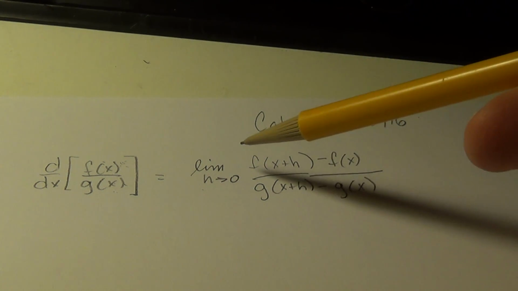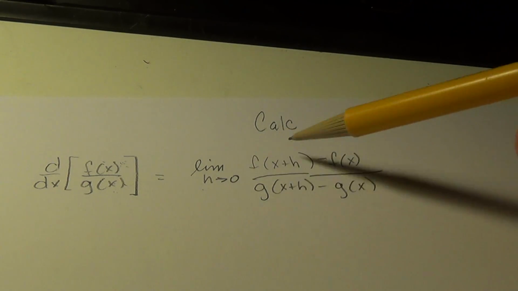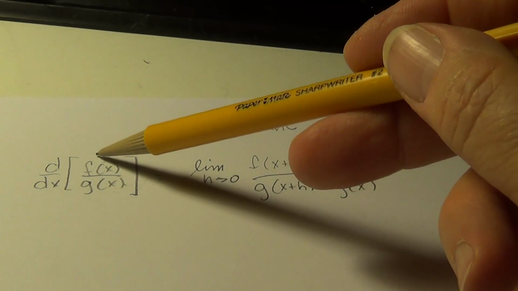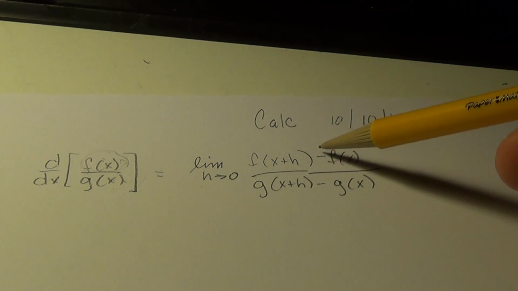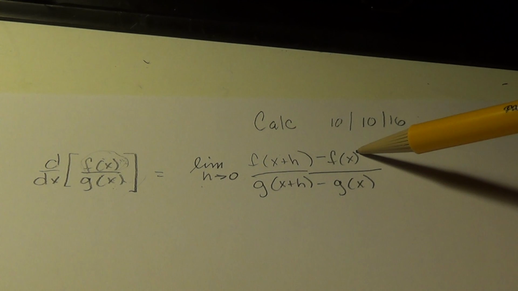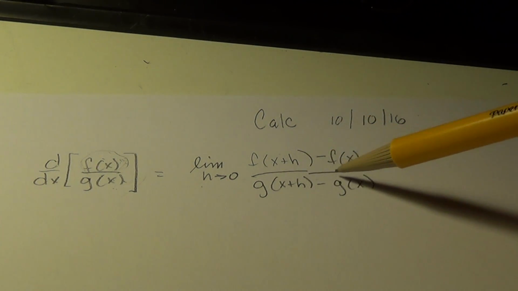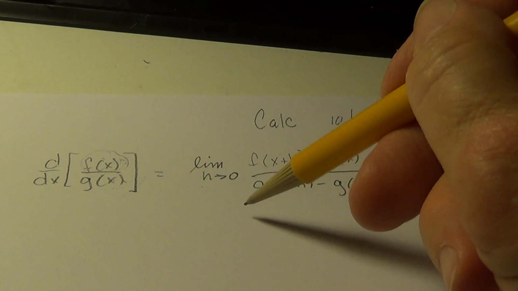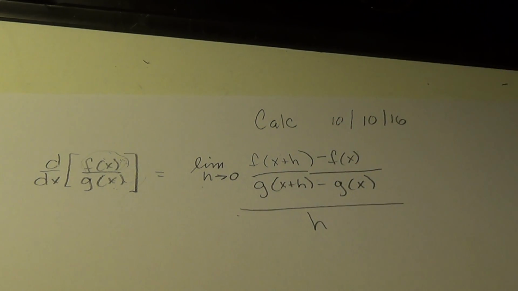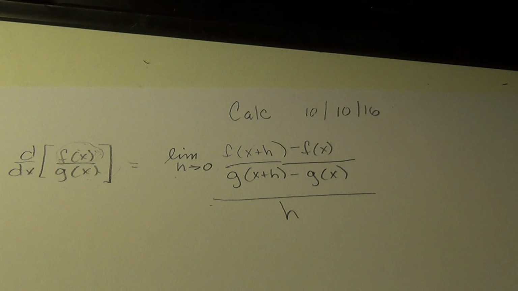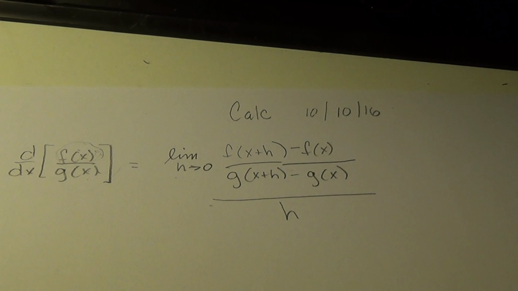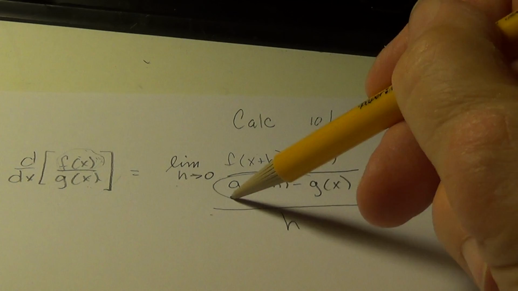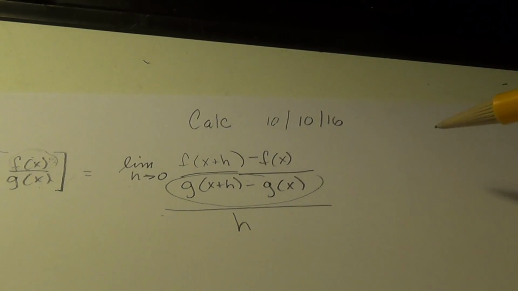So I'm setting up the limit definition of this expression. The limit definition of the derivative of f of x over g of x is f of x plus h over g of x plus h, minus f of x over g of x, all of that over h. So the first thing I'm going to do is give myself a like denominator in the numerator. So here's a denominator sitting here, so I'm going to mess with that.